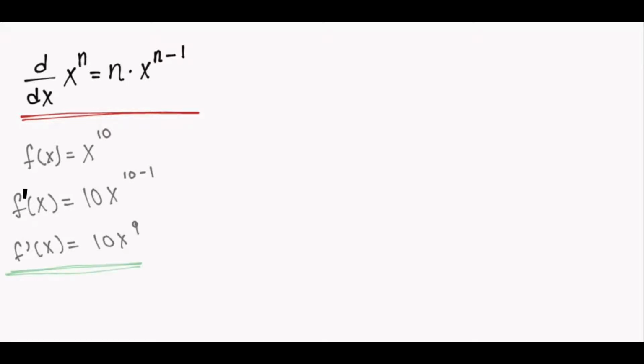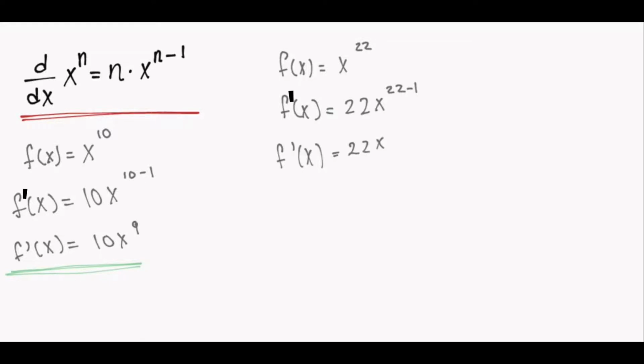Let's move on to another example. f of x equals x to the power of 22. Repeat the same steps you did in the last equation. So it will be f prime of x equals 22x to the power of 22 minus 1. That leaves you with f prime of x equals 22x to the power of 21.